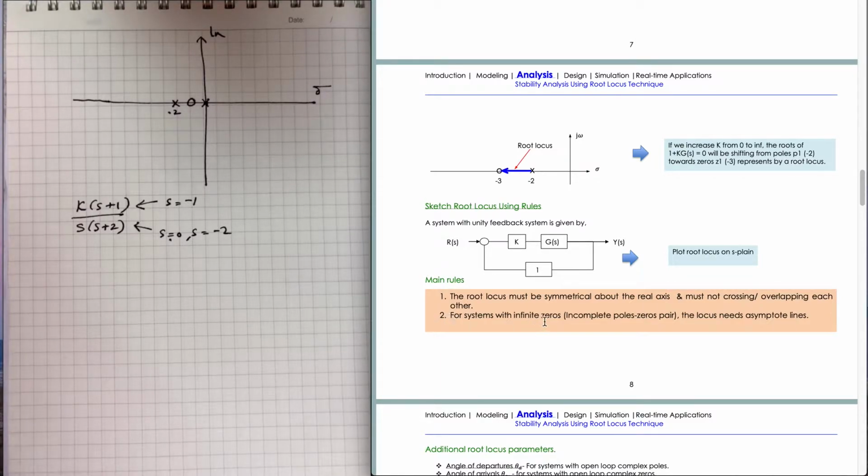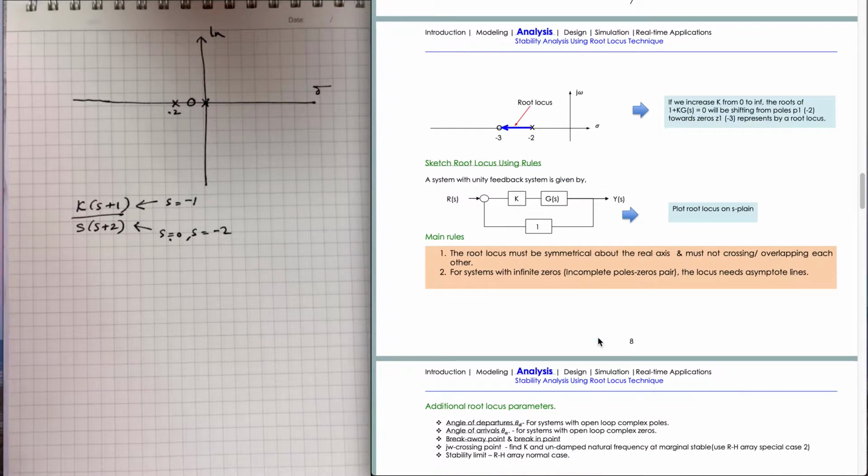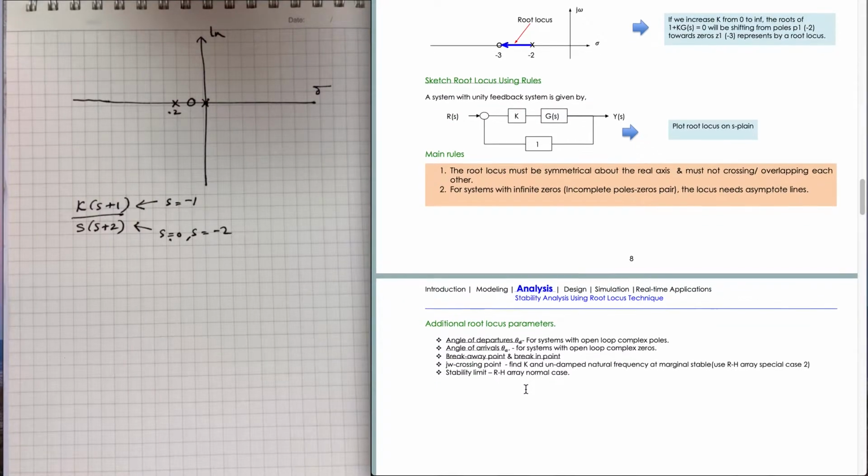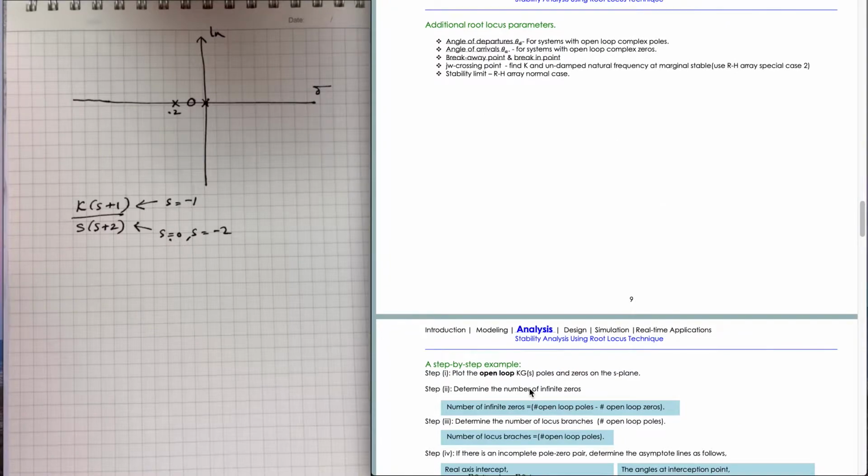For a system with infinite zeros, an incomplete pole-zero pair, the locus needs an asymptote line, okay? That means the directions where it is going to go. And then the additional root locus parameters: we have angle of departure, angle of arrival, breakaway points and break-in points. We have to calculate the j omega crossing points, and then we need to determine the stability limits. In this case, we can use the Routh array. Okay, let's see what it means.